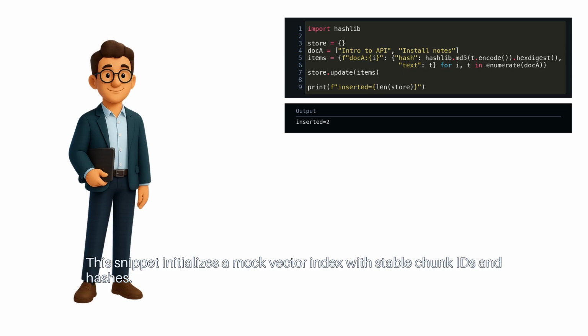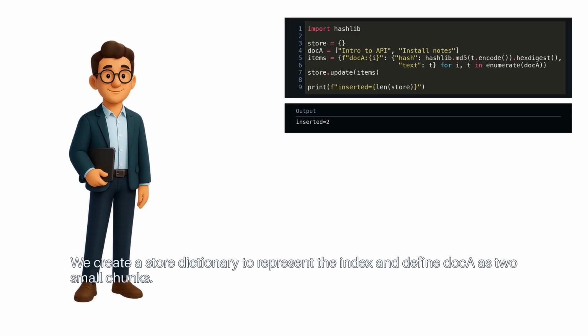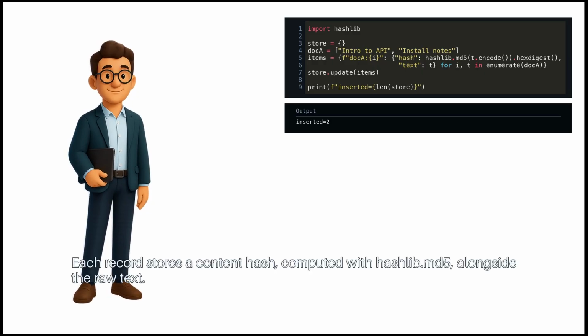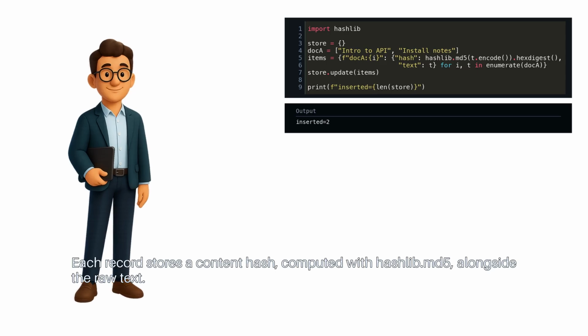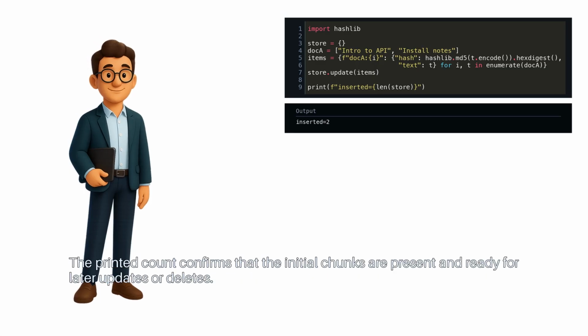This snippet initializes a mock vector index with stable chunk IDs and hashes. We create a store dictionary to represent the index and define doc.a as two small chunks. The dictionary comprehension builds records keyed by stable IDs derived from the document name and chunk index. Each record stores a content hash, computed with hashlib MD5, alongside the raw text. We then update the store with these items to simulate the first index build. The printed count confirms that the initial chunks are present and ready for later updates or deletes.